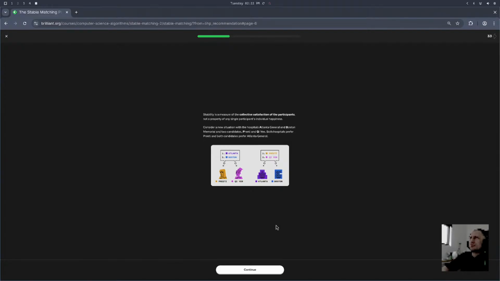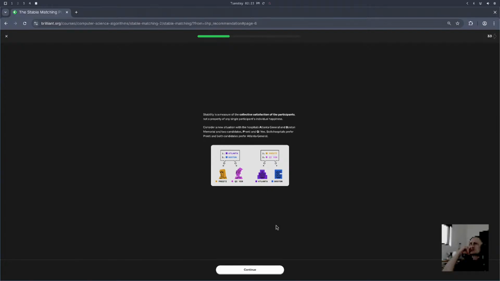Stability is a measure of the collective satisfaction of the participants, not a property of any single participant's individual happiness. This sounds very communist. We're all about collective satisfaction. It's very easy to slide into oppression when you have a centralized algorithm determining the fate of individuals.